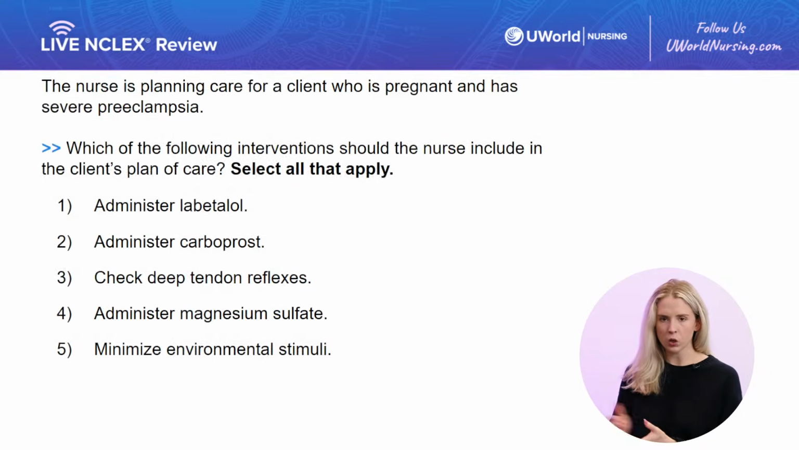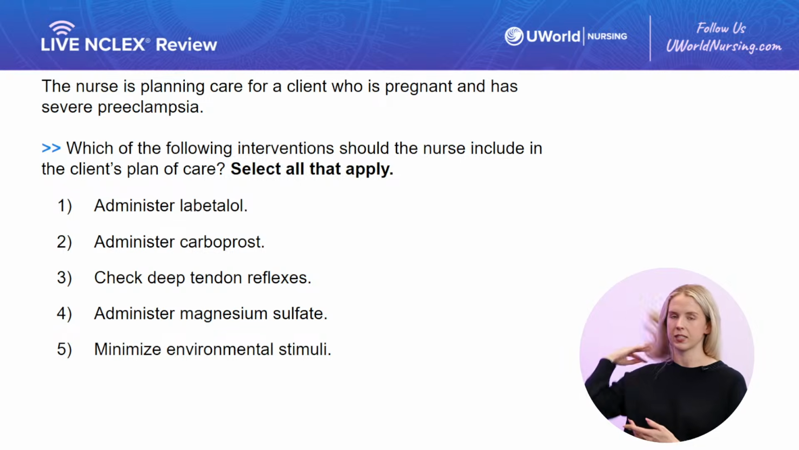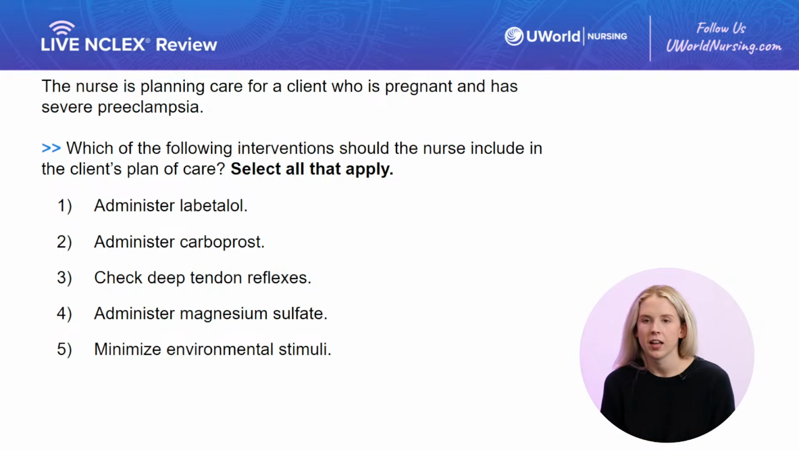So question 1, we're going to be looking at preeclampsia. The nurse is planning care for a client who is pregnant and has severe preeclampsia. Which of the following interventions should the nurse include in the client's plan of care? Select all that apply. Our options are to administer labetalol, to administer carboprost, to check the DTRs, to administer mag sulfate, or to minimize our environmental stimuli.